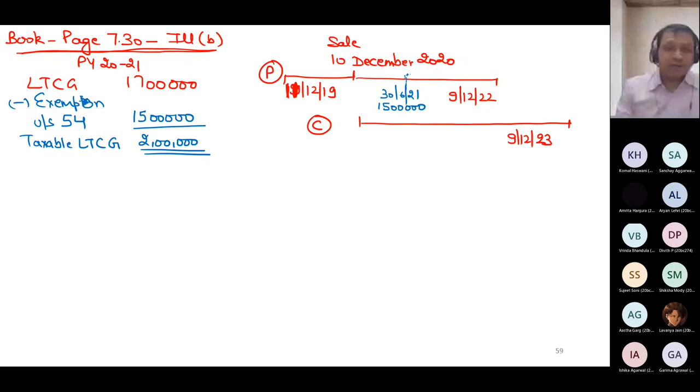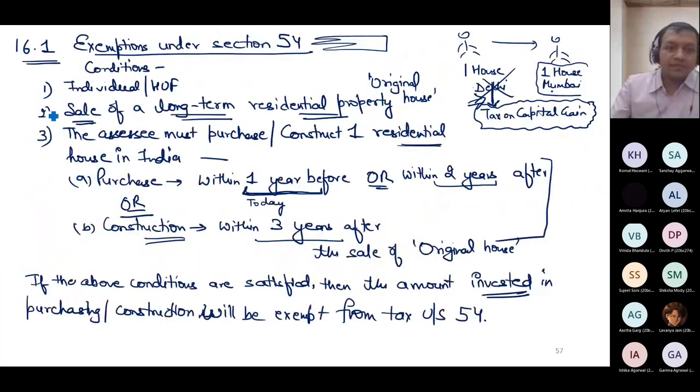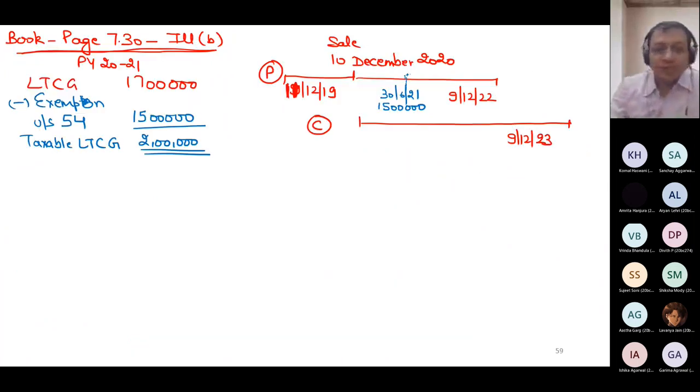But what do you mean by this consequence? The consequence was that this house of 15 lakh should not be transferred. So there will be penalty and prosecution. In what sense, I will tell. It should not be transferred till 3 years from the date of its purchase or construction. Now, what is the restriction on me? What restriction should I follow if I want to save the tax?